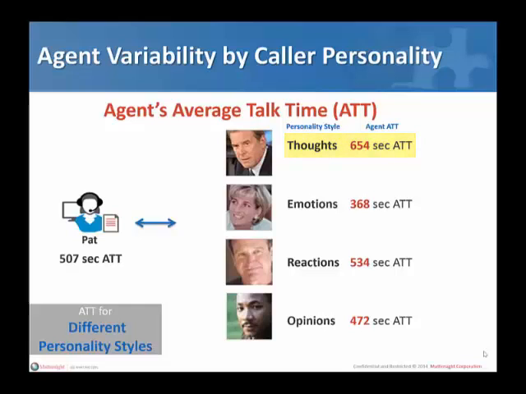What our application does is it says, all right, Pat is naturally best at dealing with emotions-based callers. I'm going to give Pat as many emotions-based callers as I can, and as little as possible, I'd give Pat a thoughts-based caller.